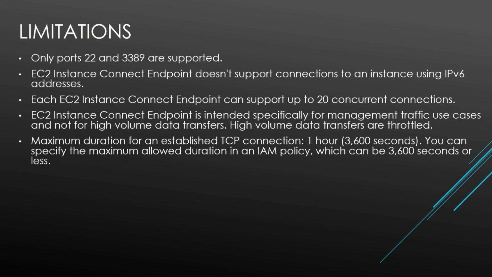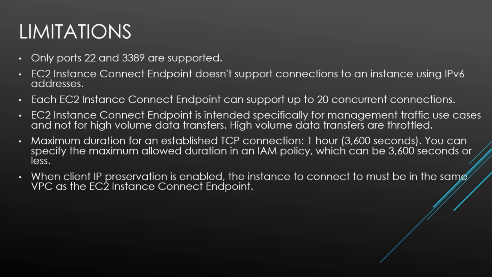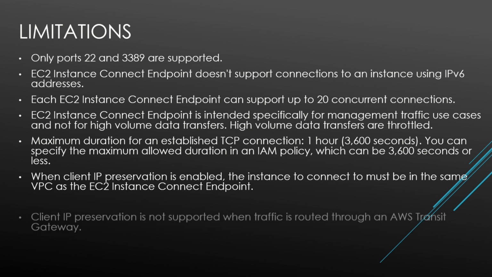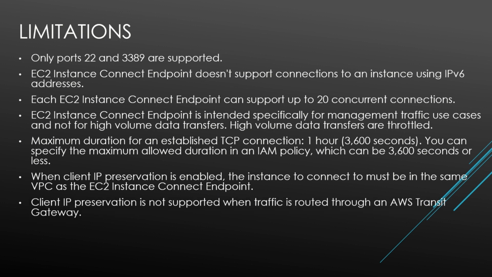Maximum duration for an established TCP connection is 1 hour, that is 3600 seconds. You can specify the maximum allowed duration in an IAM policy, which can be 3600 seconds or less. When client IP preservation is enabled, the instance to connect to must be in the same VPC as the EC2 Instance Connect endpoint. Client IP preservation is not supported when traffic is routed through an AWS transit gateway.